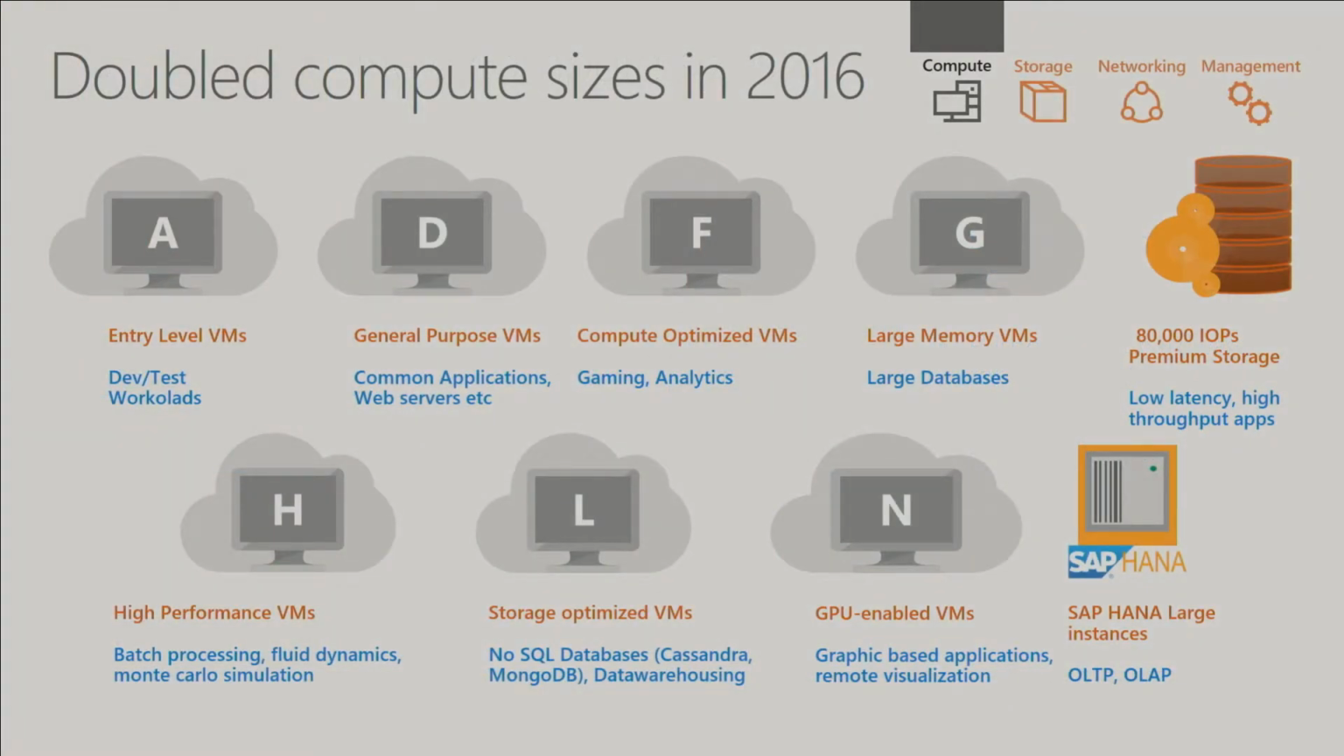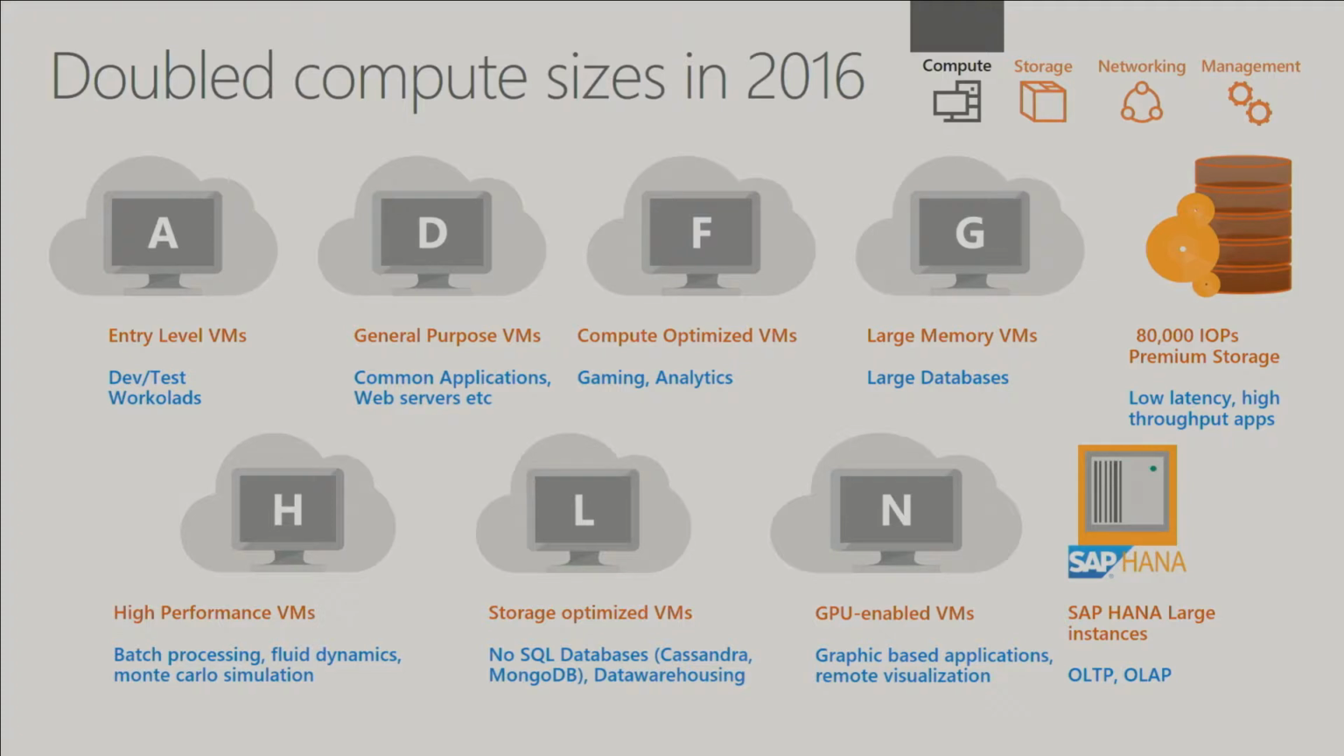So, to recap, you are probably familiar with A and D sizes from before, but we've doubled our compute offerings in 2016. We are continuing to add more and more sizes. The key thing to note is we have different hardware and different memory configurations. Based on what's best suited for your workload and your application needs, you can use the specific virtual machines.